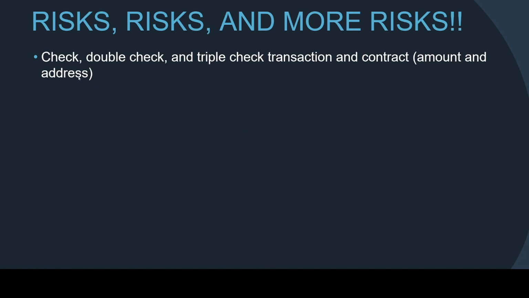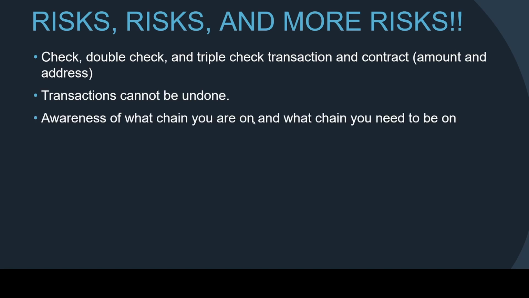But first one, if you've been in crypto for more than 5 seconds, you probably know this by heart, but you've got to check, double and triple check both your transaction and the contract if you're trying to buy some super micro cap coin. You need to always check these to make sure you're sending it to the right place or buying the right thing. That's very important. Transactions can't be undone, so if you screw it up, you're just kind of SOL at this point. So make sure you're always checking the transactions.